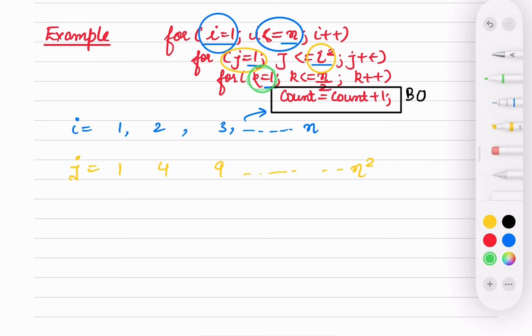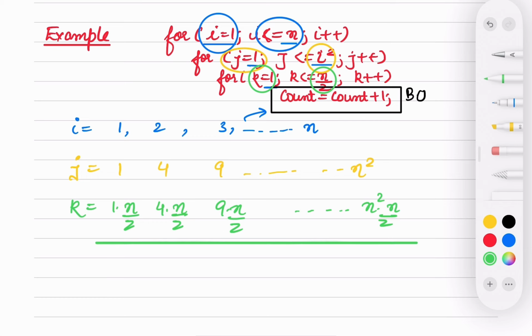Then can you tell me k? k goes from 1 to n by 2. So k will be how much? 1 into n by 2, 4 into n by 2, 9 into n by 2, and so on, n square into n by 2. So I have to calculate how many times this executed. So what I have to do exactly is n by 2 plus 4n by 2 plus 9n by 2 plus n square times n by 2.